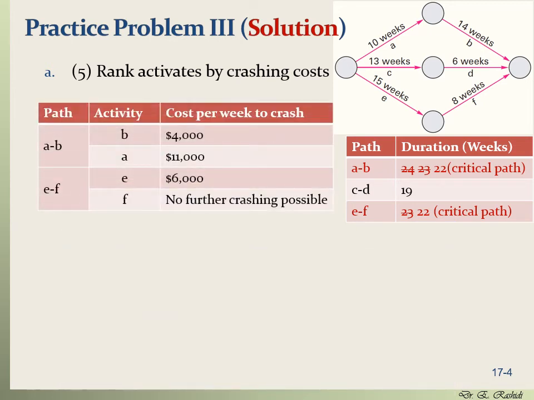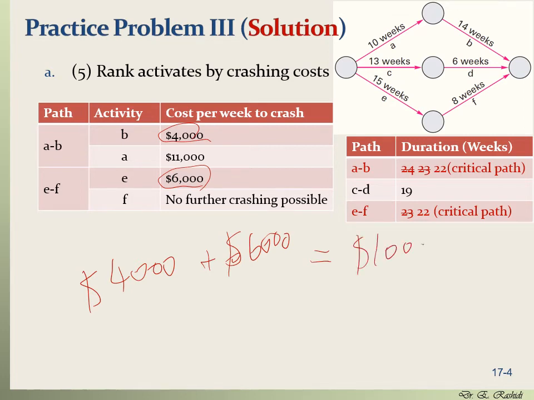So we're going to crash B and E. B is going to cost $4,000 and E is going to cost $6,000. So that's $4,000 for B plus $6,000 for E, and that's $10,000. And the cost of the project per week is $12,000. So we still would save $2,000 by crashing the project.